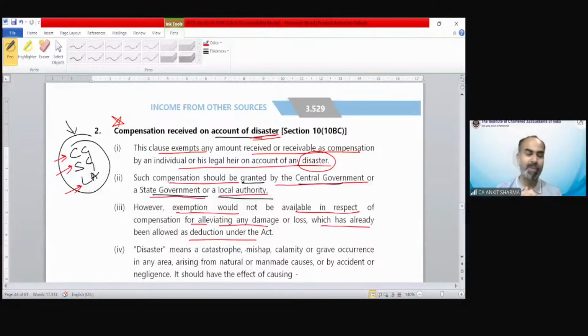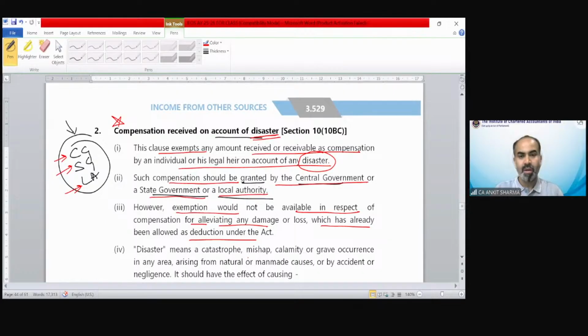For that damaged building, he claimed deduction of rupees 5 lakh in his books of accounts. Later on, government provides 5 lakh rupees compensation. So if you already claimed the deduction for that loss, then this disaster compensation would be taxable. But if you have suffered a loss of 5 lakh rupees and did not claim any deduction in your books of accounts, then when you receive this 5 lakh rupees as a compensation, that is not going to be taxed.